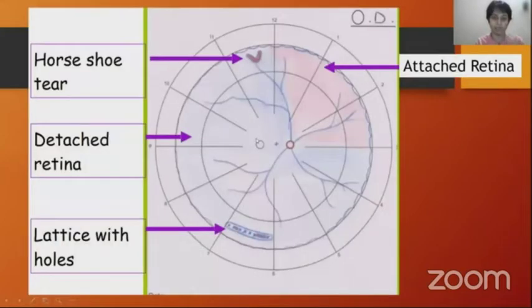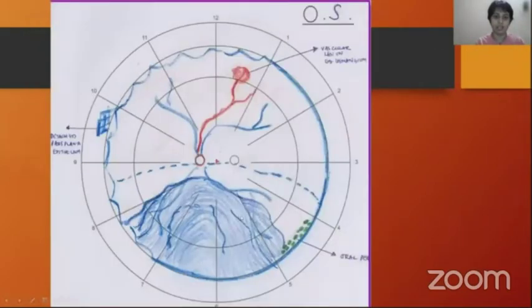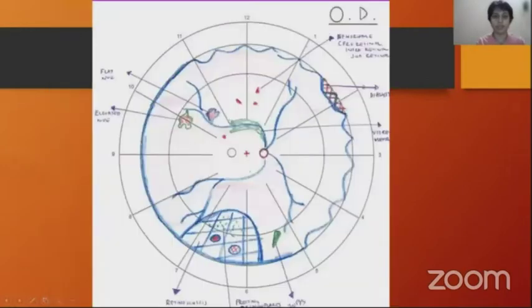Let us take an example. Like this is a detached retina, attached retina with the horseshoe tear and lattice with holes. So this is a detached retina. This dotted line shows the shifting fluid level. So this is a detached pars plana epithelium. This can be a vascular lesion like hemangioma. This is showing a flat NVE where it is outlined by blue. This is an elevated NVE outlined by green.